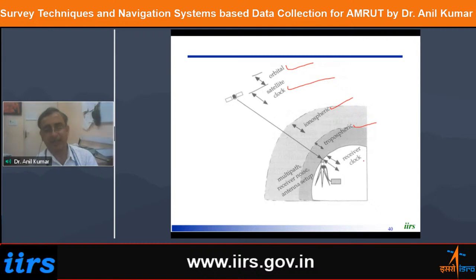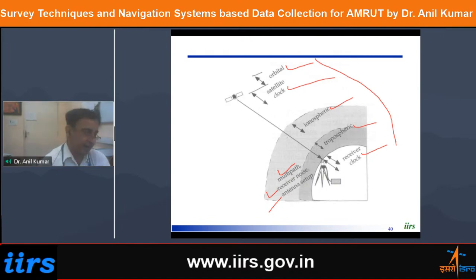At the receiver end, there is receiver clock error, and how nicely we have taken care of multipath. That means we should lock only the primary wave, not the secondary wave. Then there is receiver noise giving error to the data, and antenna setup, that means how correctly we have done centering and leveling. These errors change with respect to time, and that's why if we measure a given point at different times, we don't get the same coordinates. It varies, but that variation is within limits.